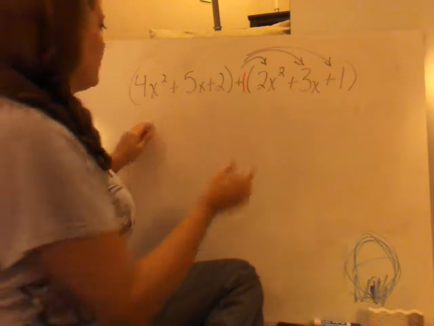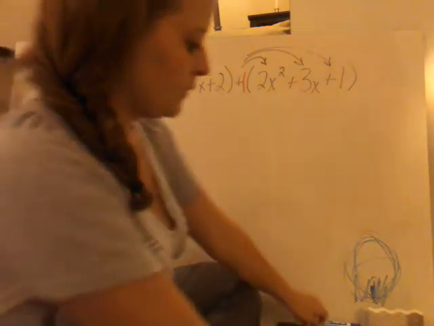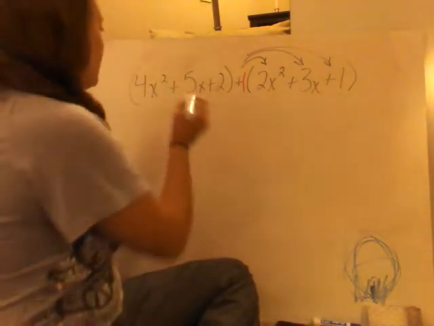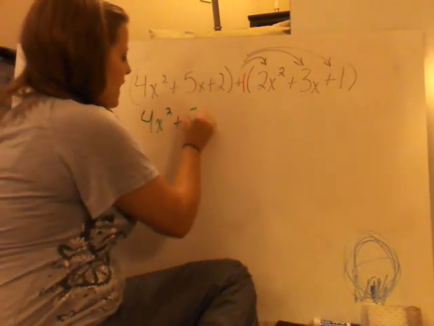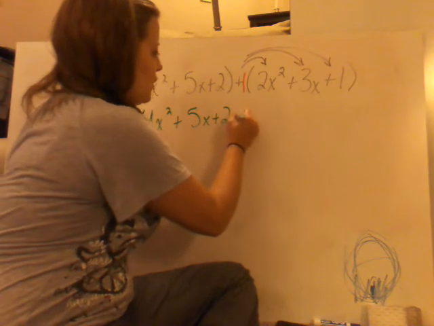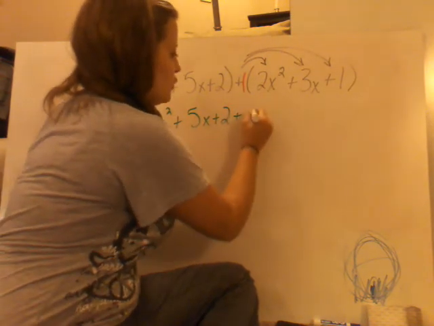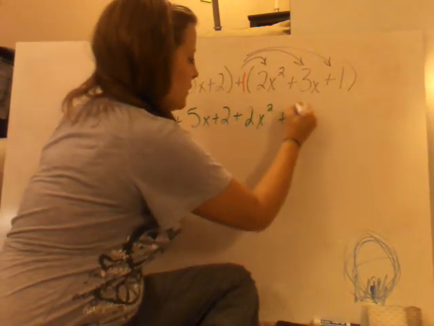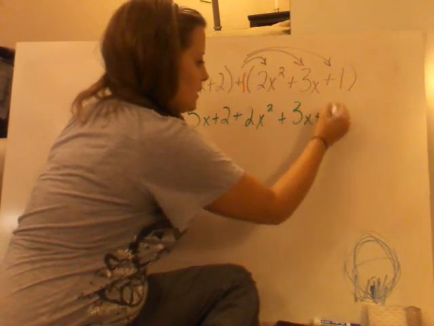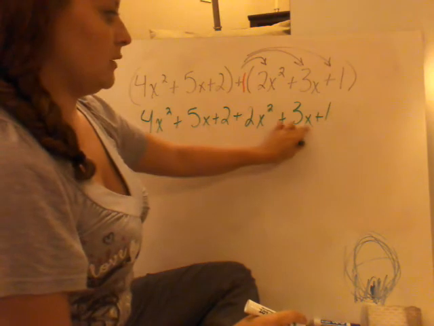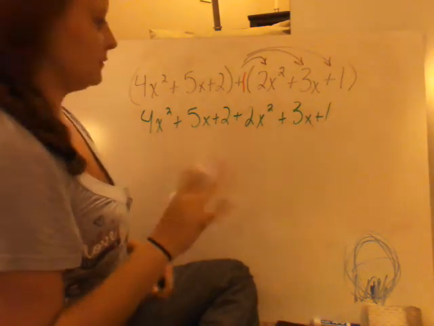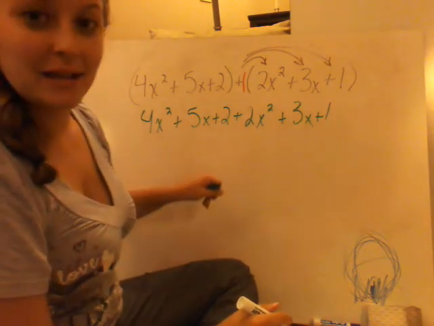So now, I'm going to write it all out again in green. I like green. It's my favorite. So now I've got 4x squared plus 5x plus 2 plus 2x squared plus 3x plus 1. And sometimes my letters have loopy things on them. I don't know why. Alright, so now we're going to combine like terms.